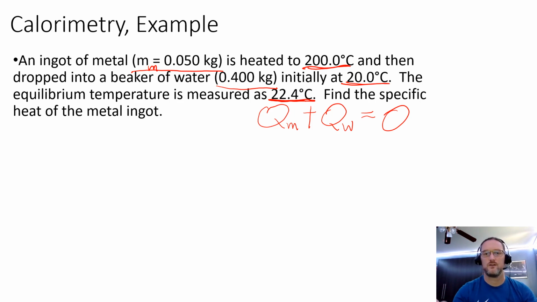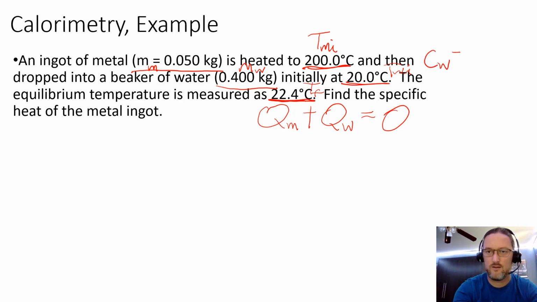With those, let me make a note of that. Mass water. This is temperature metal initial. This is temperature water initial. And this is temperature final, right? With that setup, and then of course I know the specific heat of water, 4,186 joules per kilogram degrees Celsius or Kelvin.